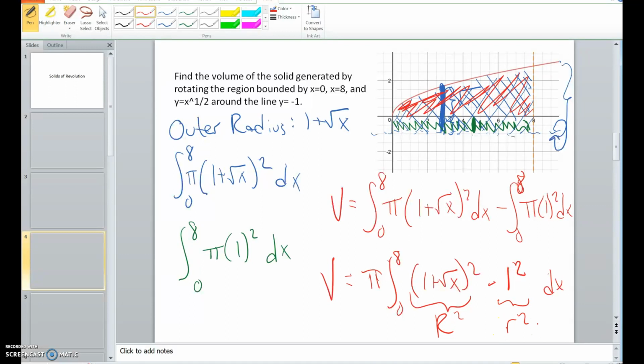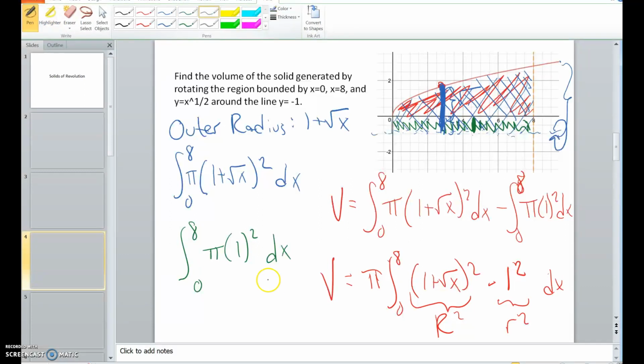By far the most common mistake that people make on this type of problem is that you subtract the two radii and then square. So people look at this and say, okay, the outer radius is 1 plus root x, the inner radius is 1. I'm going to take the difference of those two radii, I get root x, and I square it, and that's it. So you can't do that because what you have to remember is that you are subtracting areas here.